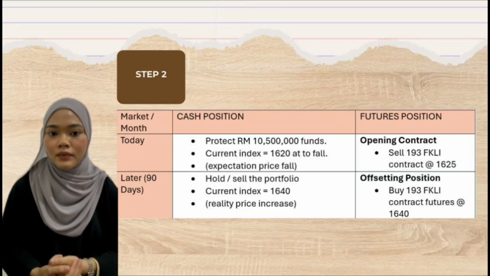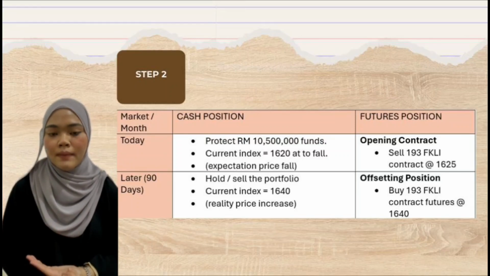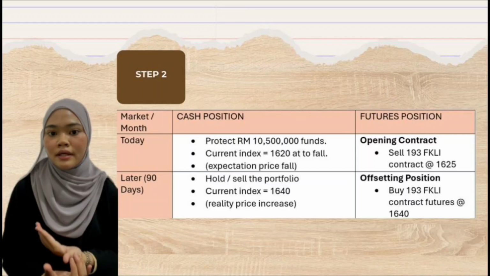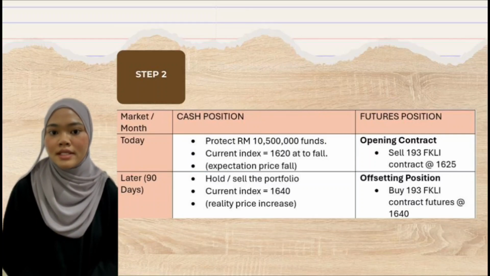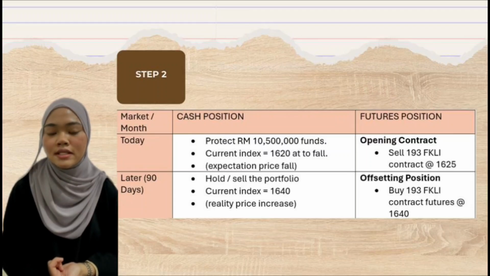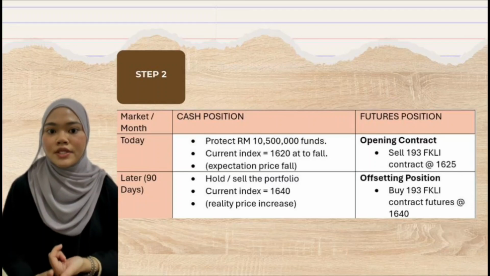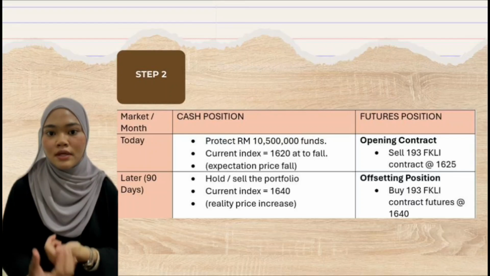Next is later, which is after 90 days. In the cash position, the market's outcome is different from the expectation. The FBM KLCI increased to 1640 instead of falling. To close the hedge, the fund manager buys back the 193 FKLI contracts at 1640. This is known as the offsetting position in the futures position. Because the futures were sold at 1625 and bought back at 1640, the futures position records a loss.